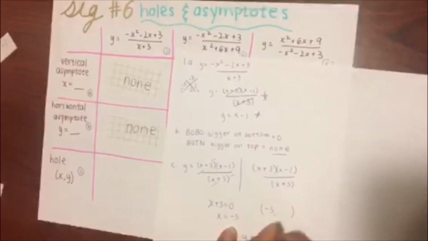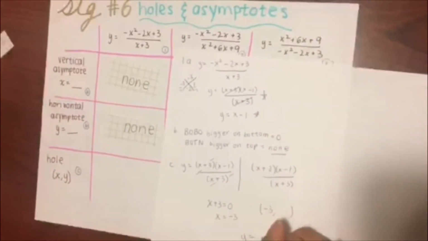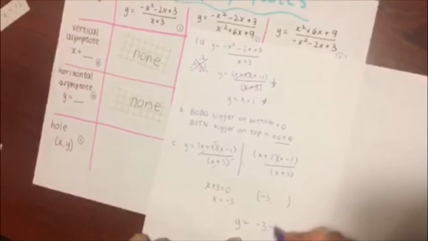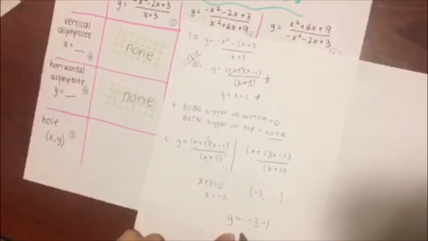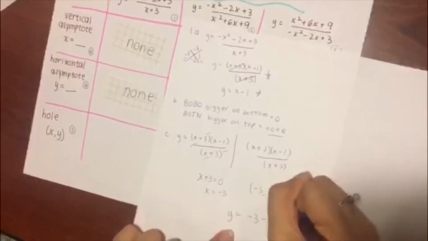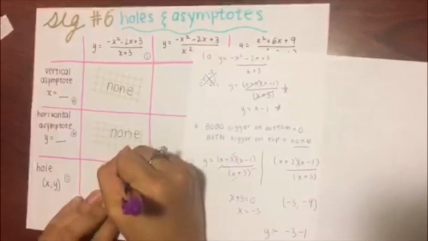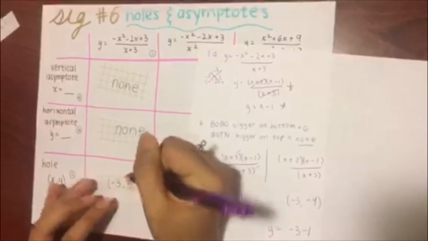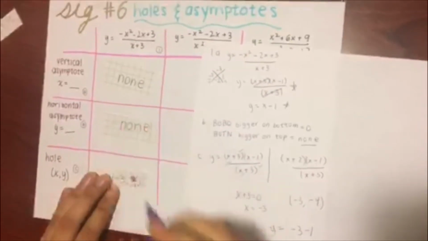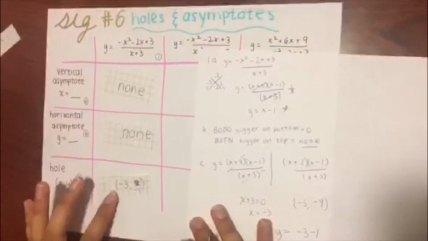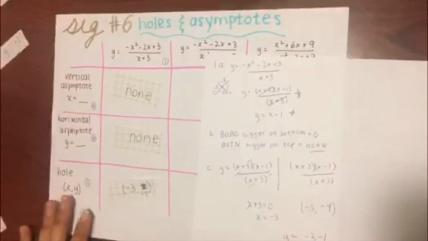So y equals -3 minus 1, and that means that your answer is -4. Wow, so I've written this wrong on my answer sheet. This is actually -4. Sorry about that. So this is going to be (-3, -4).